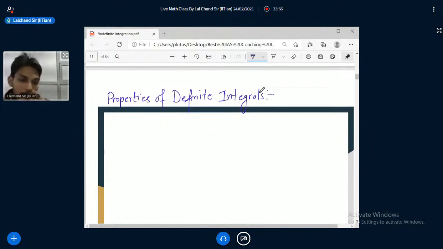What are the properties of definite integral? So the first property is, if I have area above the x-axis, that is positive. If I have area below the x-axis, that is negative.